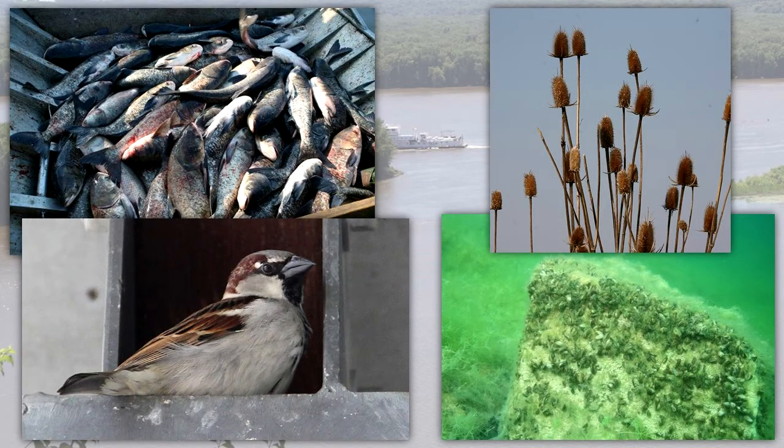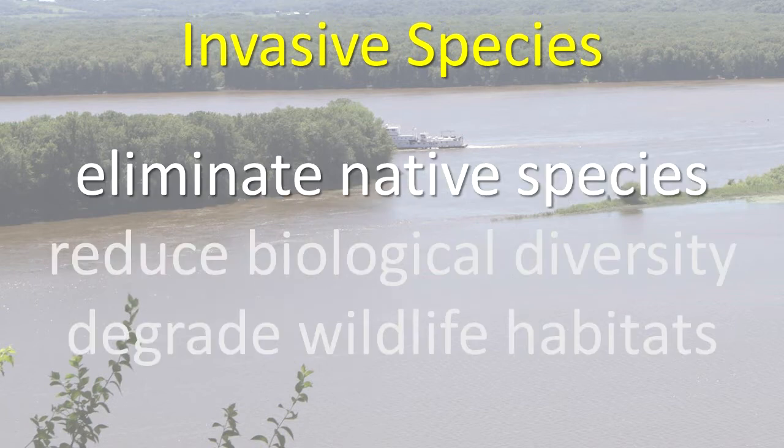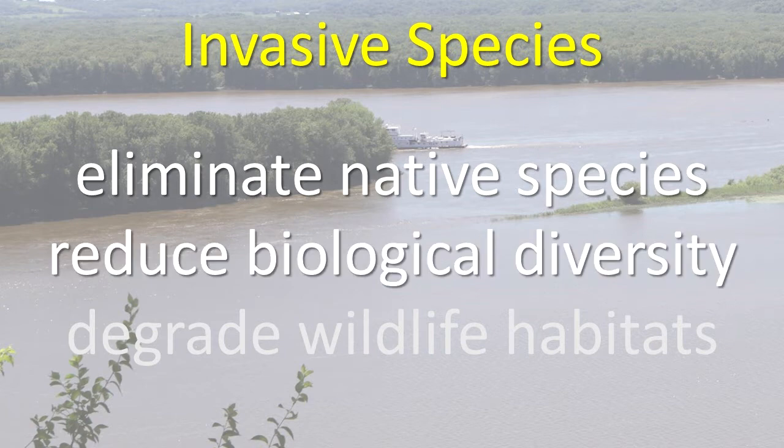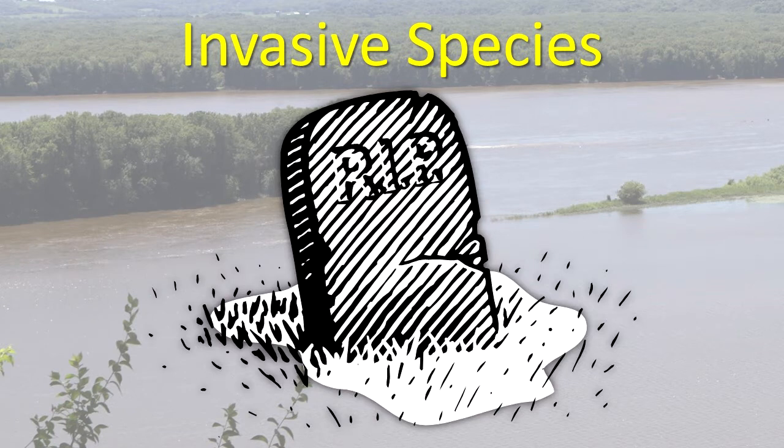These exotic species can be aggressive in new environments because their natural enemies or other environmental controls do not exist. If they become overly aggressive, they may be considered invasive. Invasive species are plants and animals not naturally present in an area whose introduction to that area causes economic or environmental harm or harm to human health. Invasion by non-native species can eliminate native species, reduce biological diversity, and degrade wildlife habitats. Not all exotic species are invasive, and many cannot survive in Illinois for long.